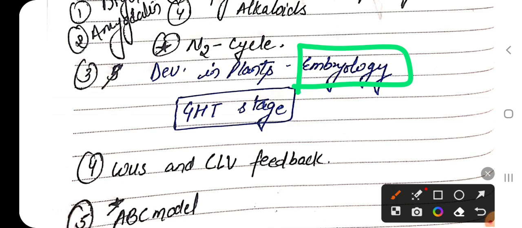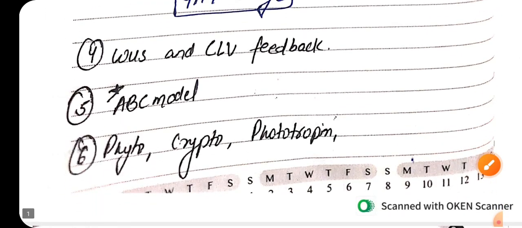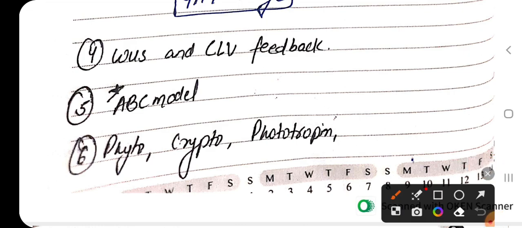From that you should know the globular, heart shape, and torpedo stages in the development of the embryo of a plant. So GST stands for globular, heart shape, and torpedo stage. If they ask about stages only, then you should know the Clavata feedback that occurs in your organizing center.